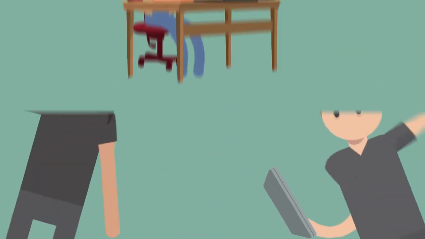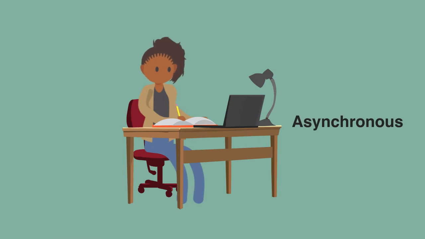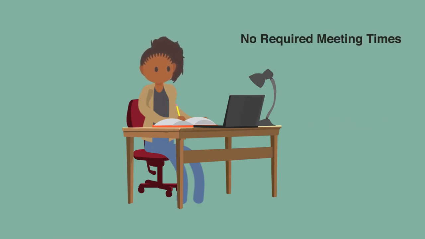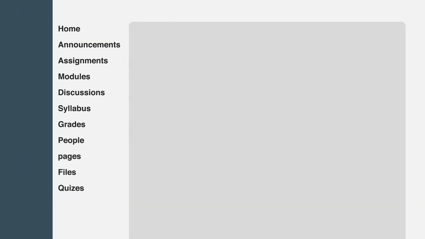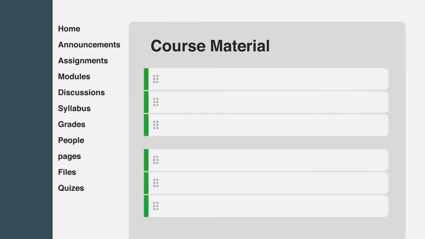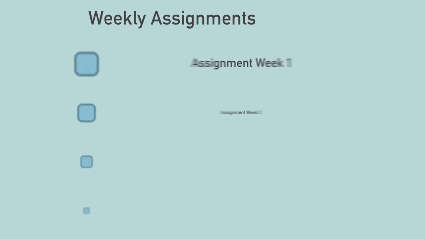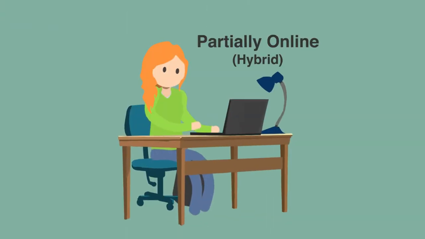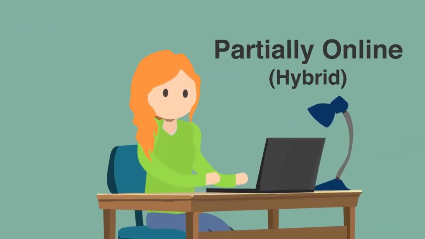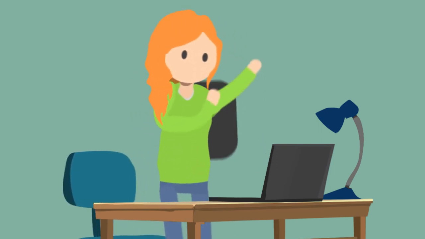If you need the ultimate flexibility, asynchronous online classes don't have any required meeting times. Your instructor will share weekly learning materials and activities, but you can choose the time of day or night to complete your coursework. Partially online or hybrid classes offer a mix of online and on-campus experience.